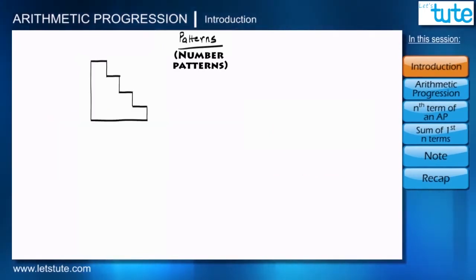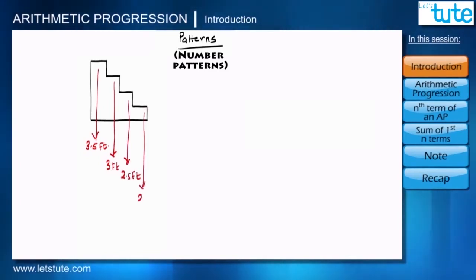In the example of this stair, the height of the first step from the left-hand side is 3.5 feet. The second step is 3 feet, the third step is 2.5 feet, and the last step is 2 feet. It means every next step is getting reduced by 0.5 feet.